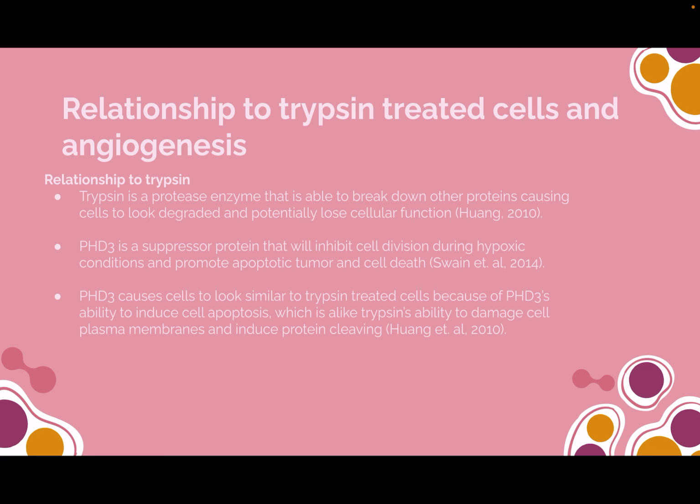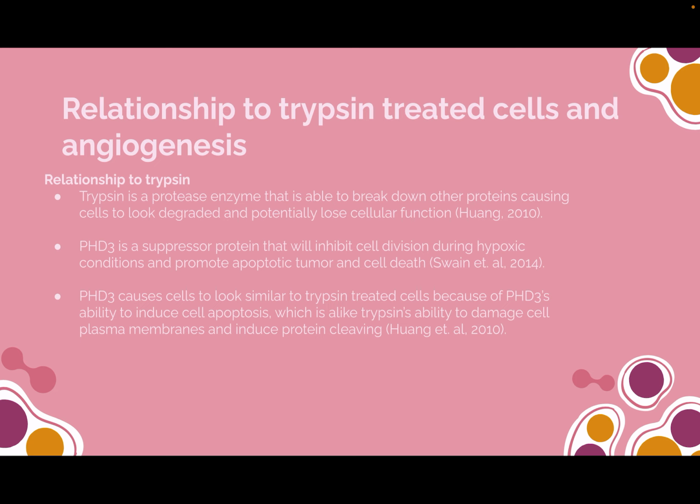This is PHD3's relationship to trypsin. Trypsin is a protease enzyme that's able to break down other proteins, causing cells to look degraded and lose their cellular function. We know PHD3 is a suppressor protein that will inhibit cell division during hypoxic conditions, and it will promote apoptosis for tumors and cell death.